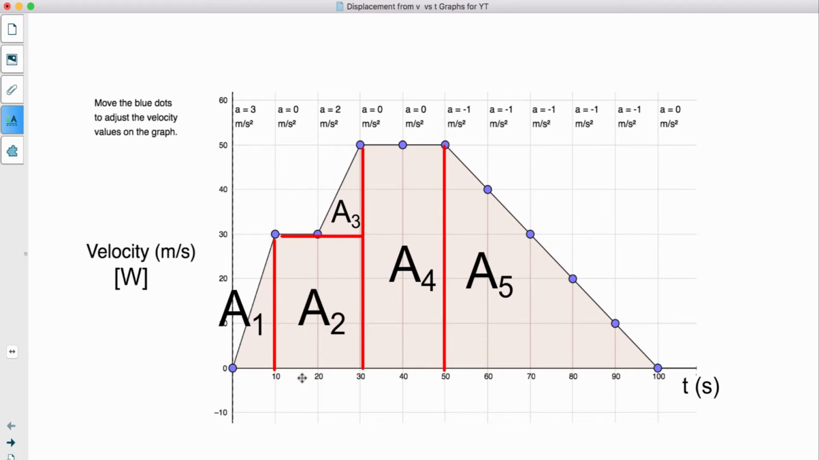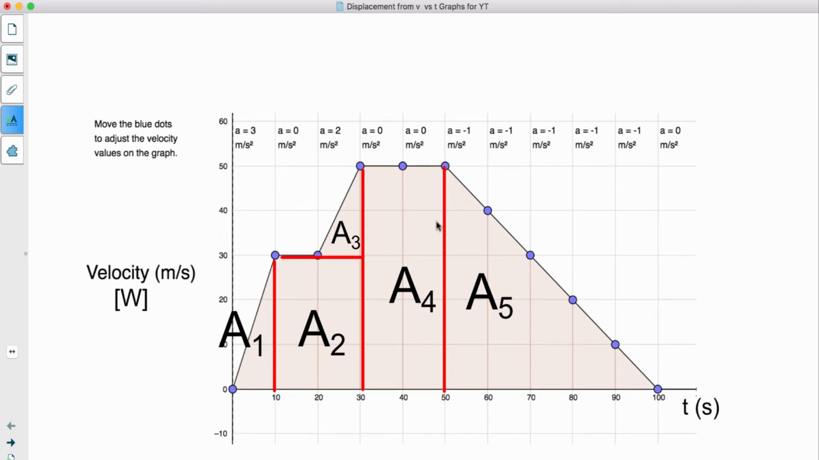Just by making a few simple lines, I have turned this odd shape into some triangles. So A1 is a triangle, A2 is a rectangle, A3 is a triangle, A4 is a rectangle, and A5 is a triangle. Now we're just going to go through the process of finding the area for each one of these 5 shapes. And then the total displacement for this time interval, which is up to 100 seconds, will be the total area underneath the curve.